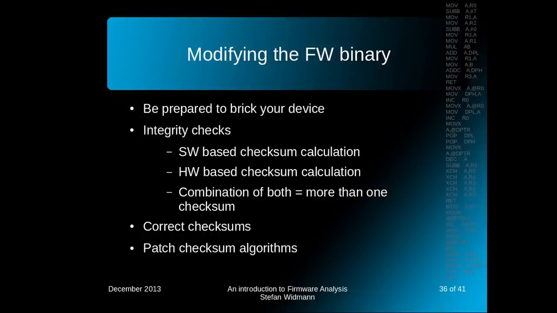There are software-based checksum calculations, CRC, for example. There are even hardware-based checksum calculations where some hardware peripheral will do the job for us. So what you see in the code is maybe a start offset, maybe an end offset, and if you are lucky, the polynomial. It might be hard-coded to the peripheral too, so you won't see anything. It can be a combination of both, being done, for example, only on startup or cyclically in the background. So what we have to do if we modify the firmware is either correct those checksums, or we have to patch the checksum algorithms not to trigger.